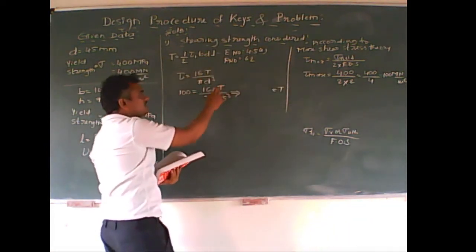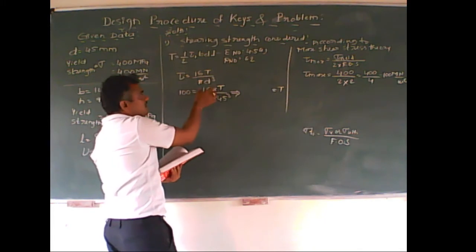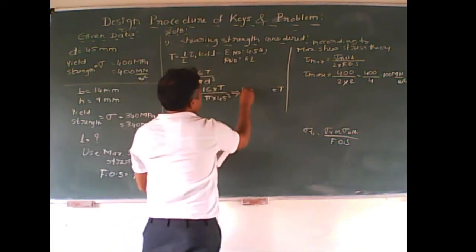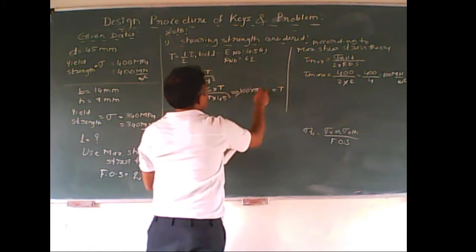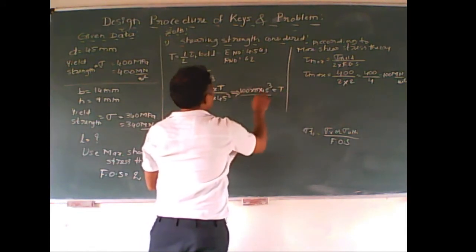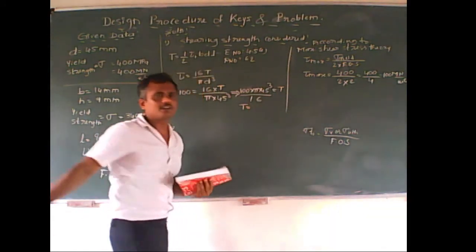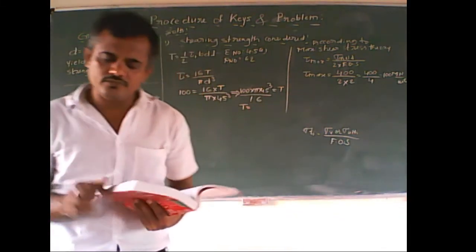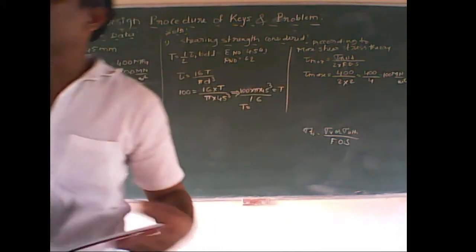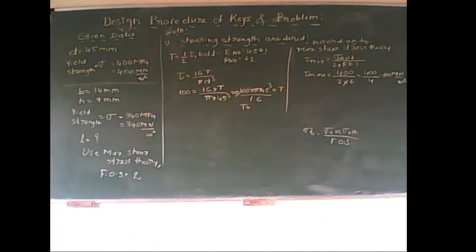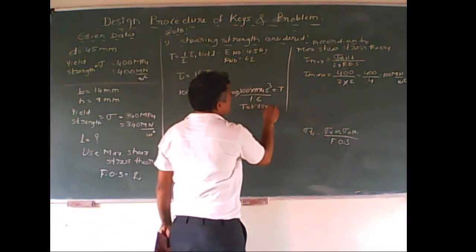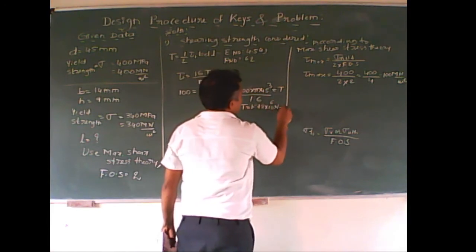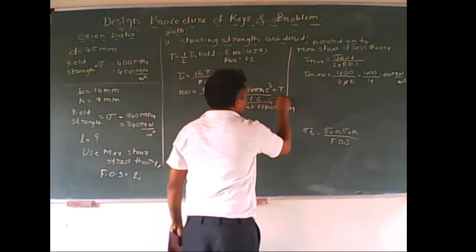So from which we can get T is equal to what? See, this T is on the right hand side, should go to the numerator, this comes to the denominator. 100 into pi into 45 cube whole divided by 16. What value of torque are you getting? Please calculate the value of torque. 1.78 into 10 raised to 6 newton-mm. This is the value of torque which we got.